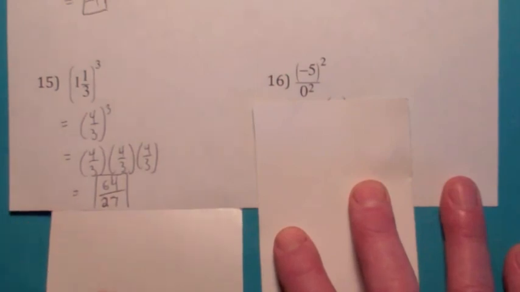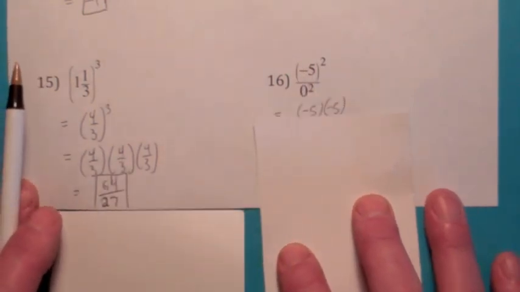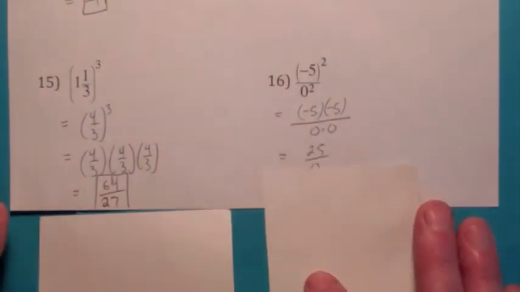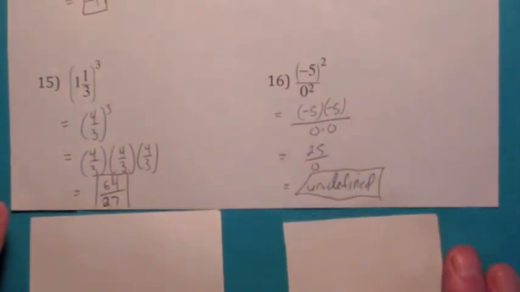All right, last one here. Let's see, the base on the top is negative 5, the base on the bottom is 0. So the top is just negative 5 times negative 5, the bottom is 0 times 0. You get 25 over 0, which is undefined.